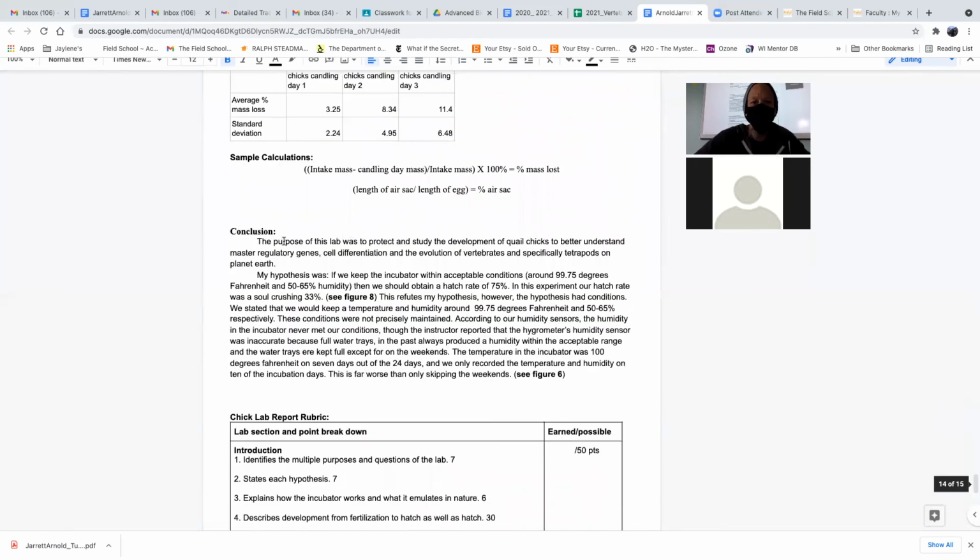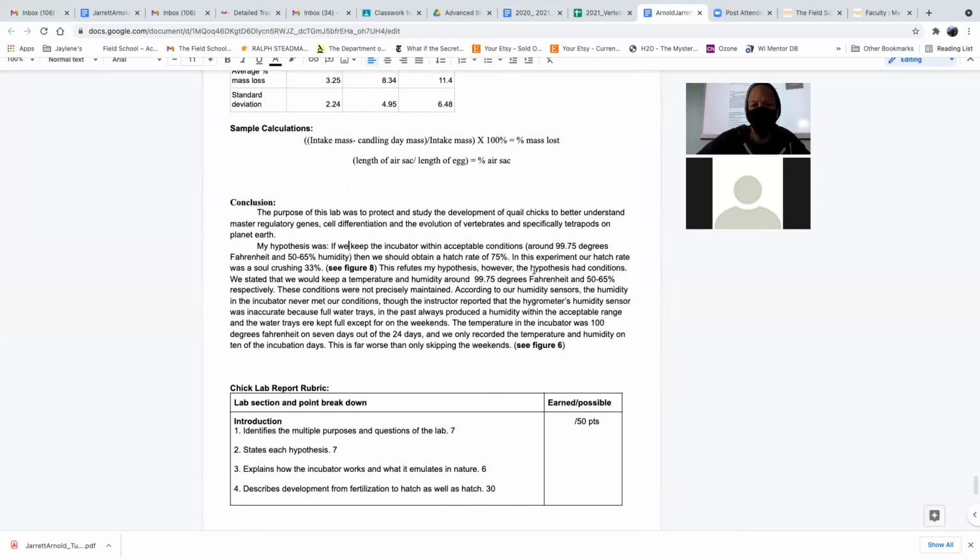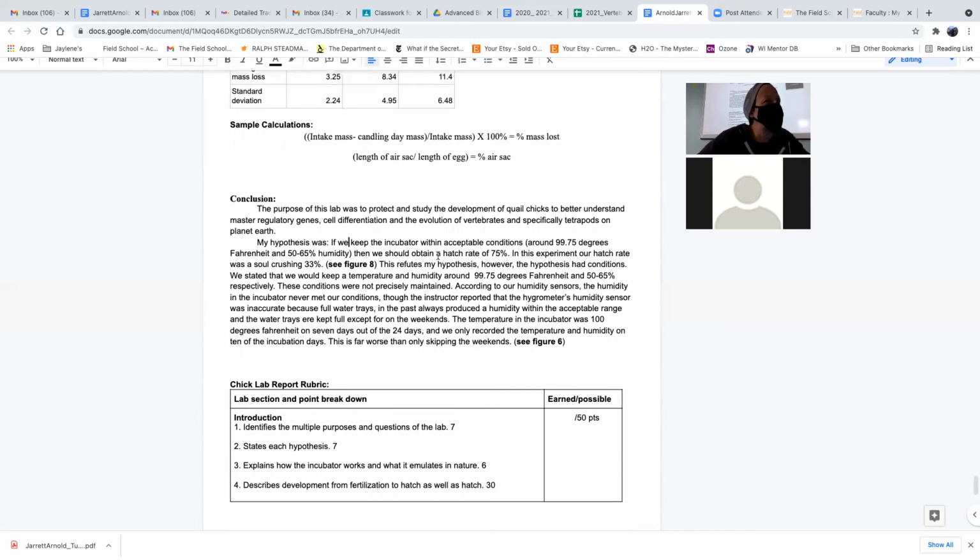So first, y'all, we restated the purpose. We changed it to past tense. I restated my hypothesis and I changed it to past tense. I reported the hatch rate, and then I reported data from the figure that shows temperature and humidity that shows we didn't meet our conditions. Our conditions were if we keep the incubator within acceptable conditions, then we defined them, we should obtain a hatch rate of 75%. Now, I'm not sure we would consider our temperature range outside those conditions, but I would say our lack of data is very suspect. That's the kind of thing you can propose easy ways we could fix the experiment to.